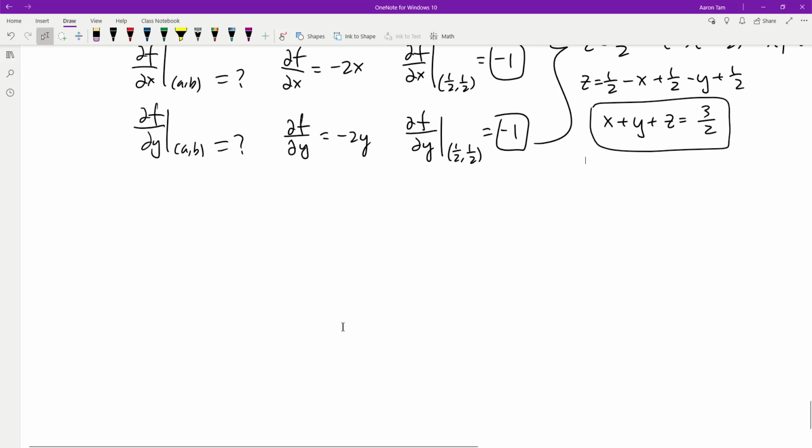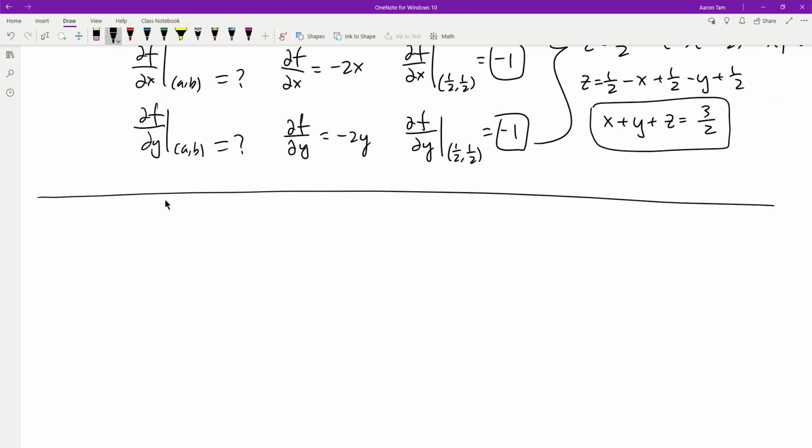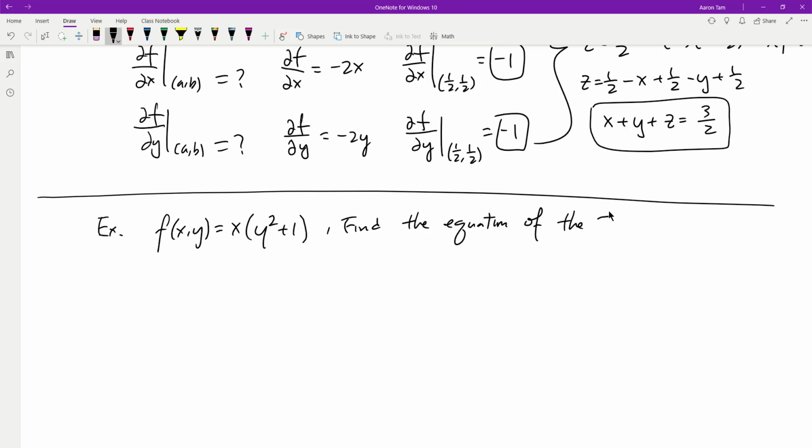Alright? Let's see if we can do another example. Let's say f of xy is equal to x times y squared plus 1. We'll try to find the equation of the tangent plane at 0, 2.